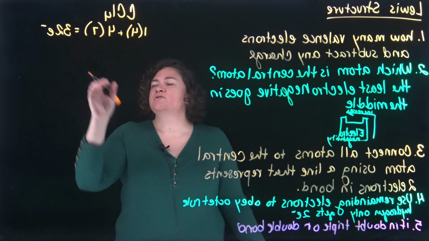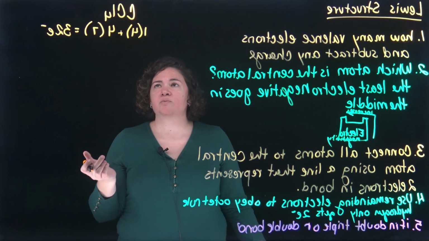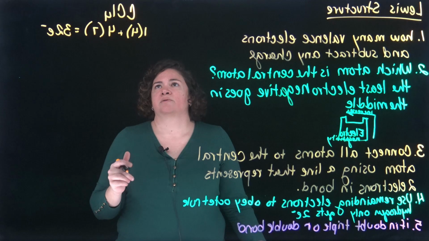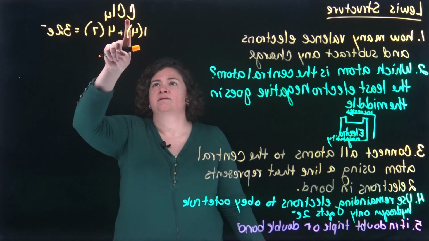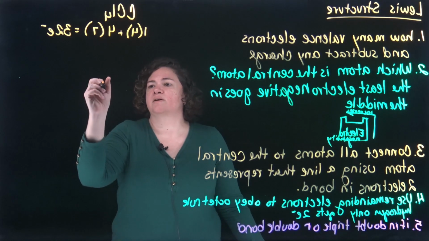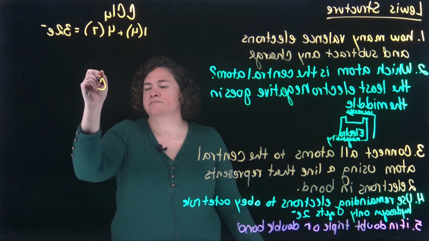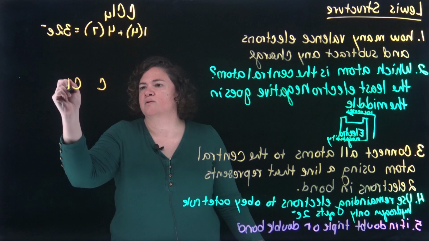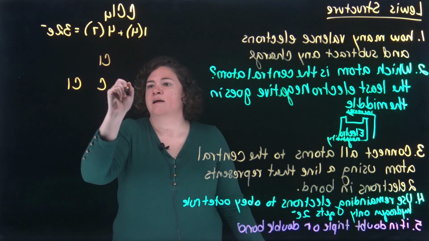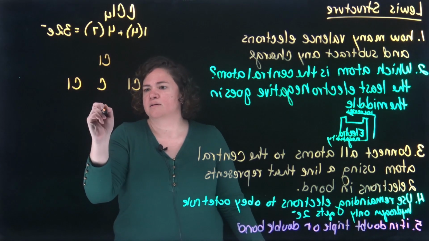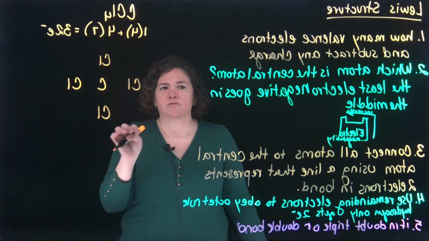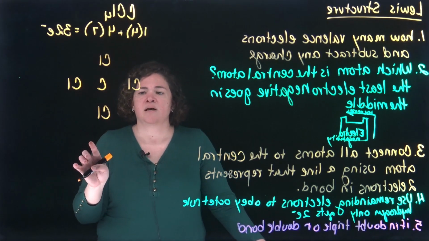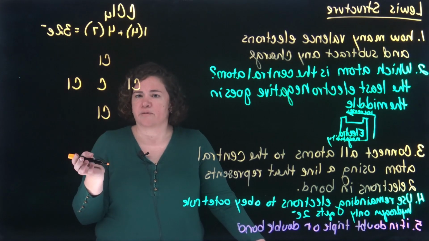So once you know the number of electrons you have to work with, then you need to determine which atom goes in the middle. Carbon is less electronegative than chlorine, so it goes in the middle. And you write chlorine around it. And there are 4 chlorines. Make sure you write the number of atoms that you have in the chemical formula. You don't know how many students write only 2 chlorines when there are 4.